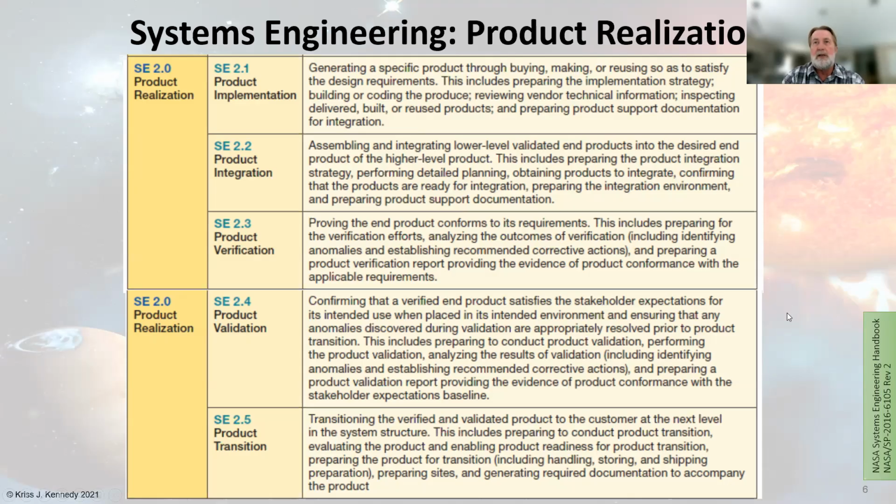and ensuring that any anomalies discovered through this validation process are resolved. And then product transition really is transitioning the verified and validated products to the customer for the next level of system structure, which usually is use, whether it's use in space or use on the ground or use in training, whatever the case may be. But you want to transition that. And so really that includes understanding handling, storing, shipping preparations, how it fits into the various shipping products, how it's handled, and the documentation to accompany it.